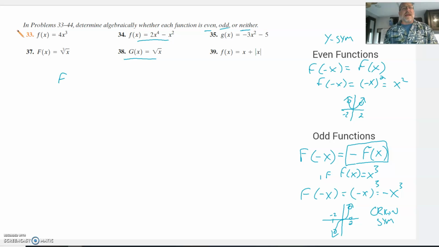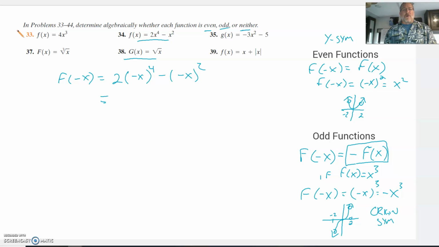So the algebraic test is to plug and chug a negative. So I just throw the negative x in, negative x specifically, and I'm going to simplify. I'm going to simplify very carefully. Mind those order of operations.